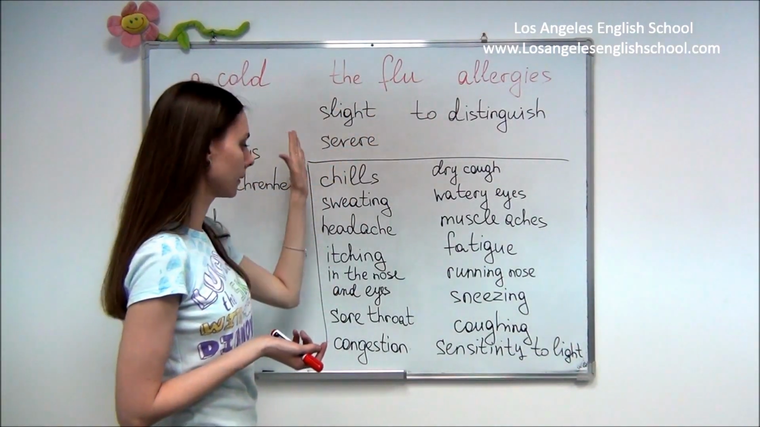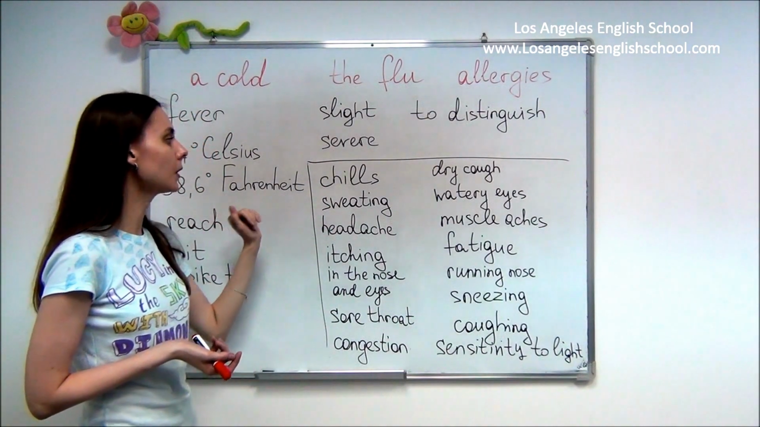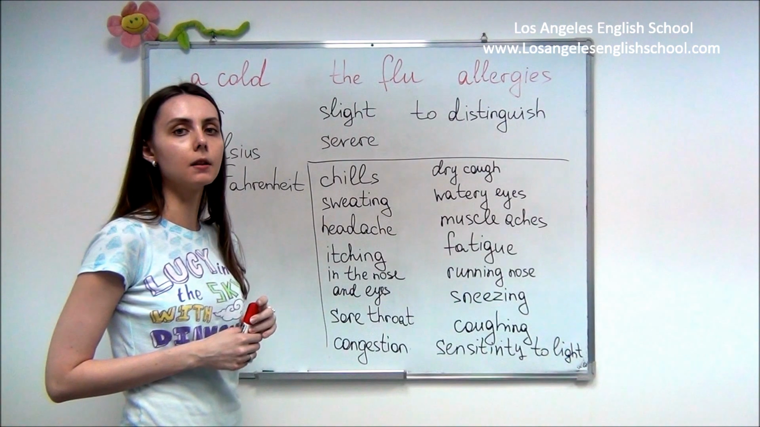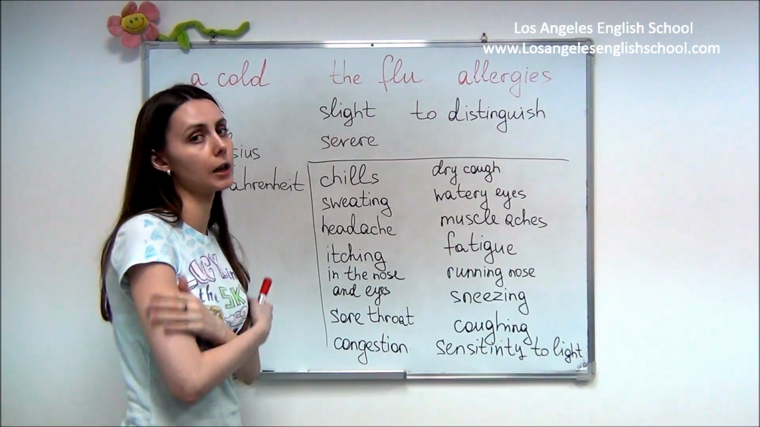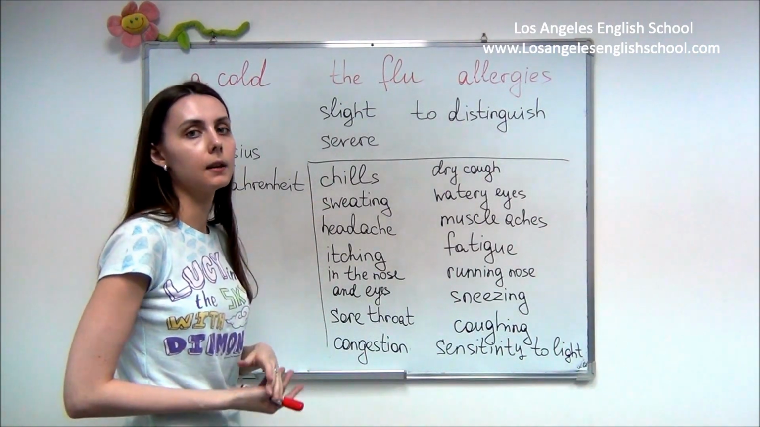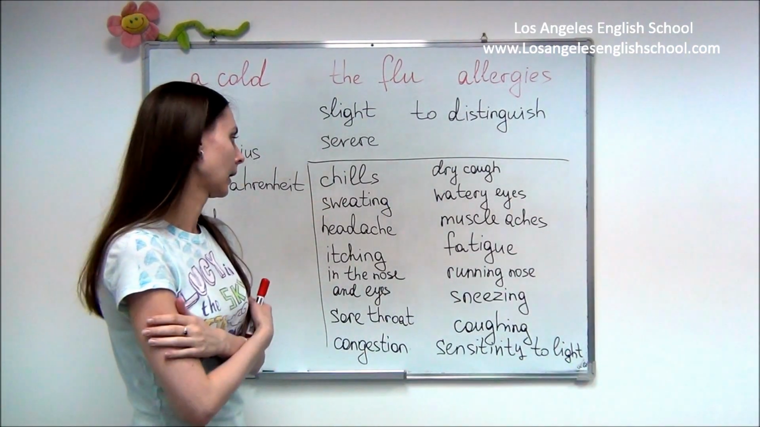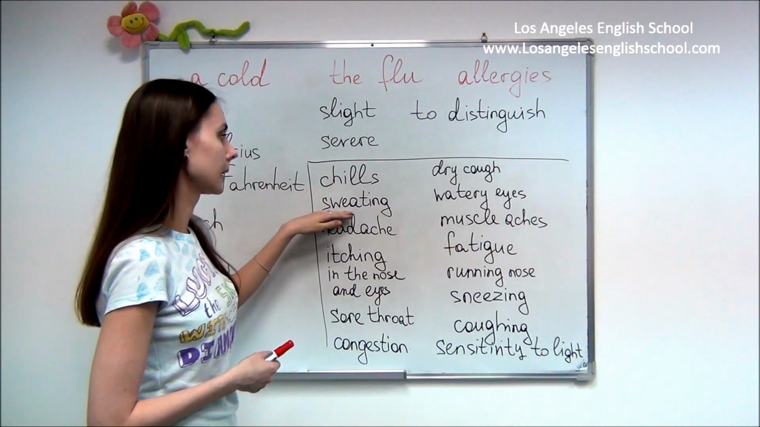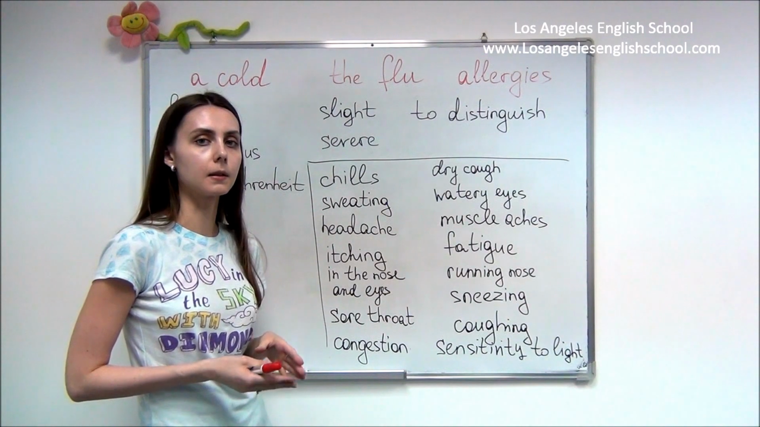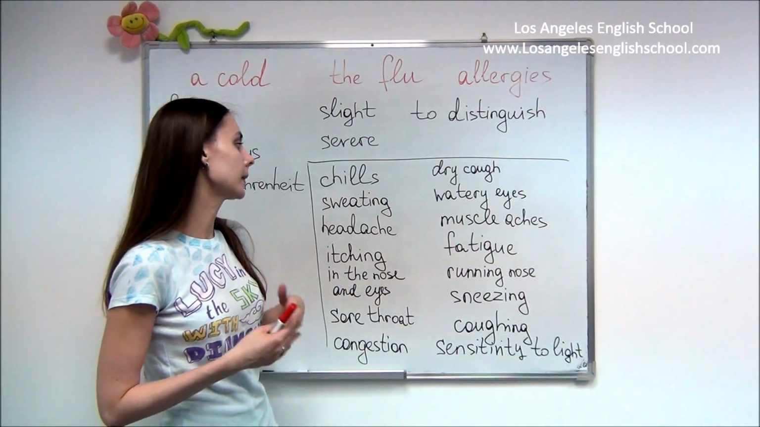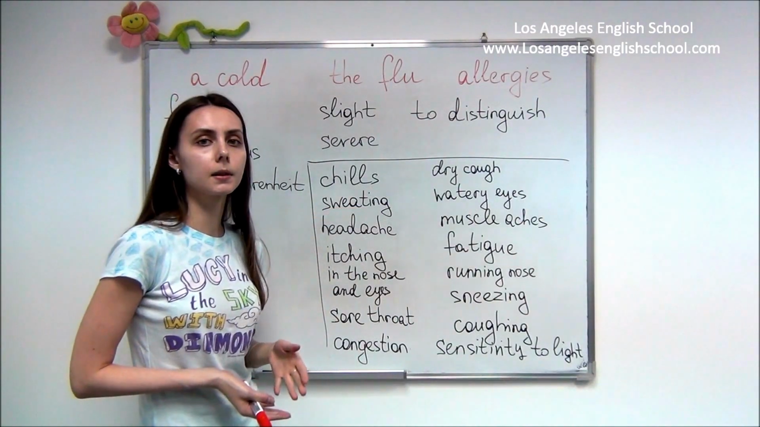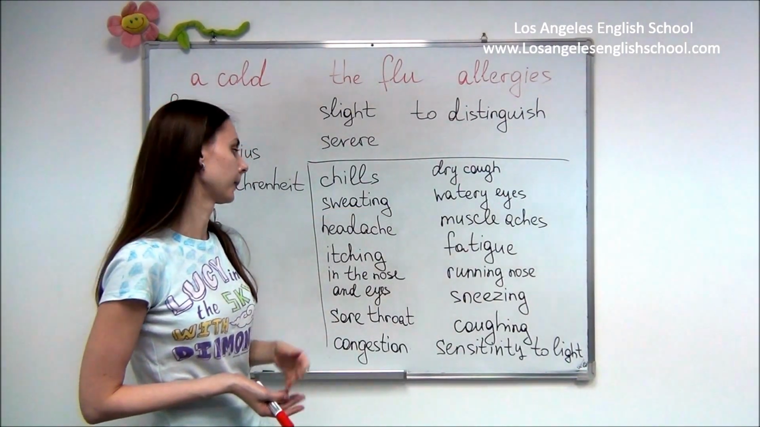So let's have a look at the main symptoms. The first symptom is chills. Chills is a feeling of cold in your body and you can shake. The next is sweating. Sweating is when, for example, you run or have some physical activity, we sweat. And this symptom can be caused also by some illness.